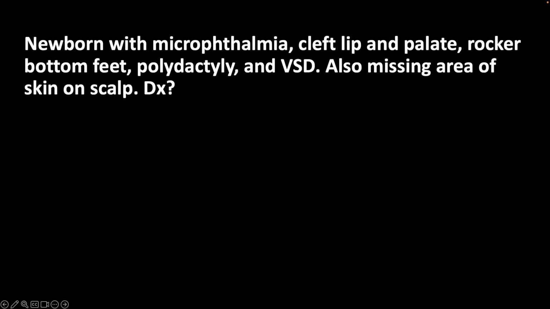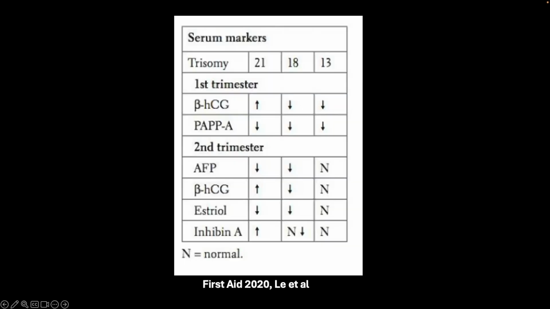Now we have a newborn with microophthalmia, cleft lip and palate, rocker bottom feet, polydactyly, and VSD, also missing areas of the skin on the scalp. We'd be concerned for Patau, or trisomy 13 syndrome. And here's an example of the different serum markers you can see in pregnancy that are concerning for each of the trisomies. The biggest one I would say we'd be tested on is the beta HCG in trisomy 21.